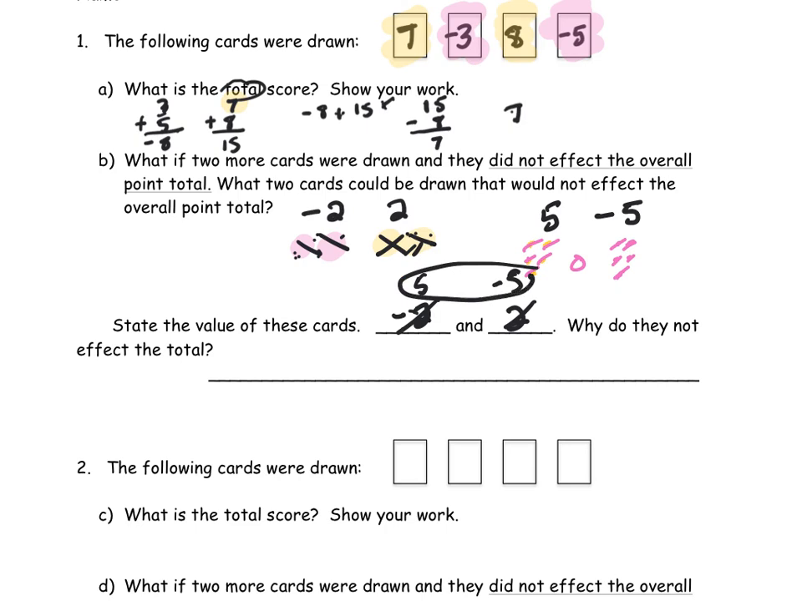So why do they not affect the total? Because they are additive inverses, which equals 0.